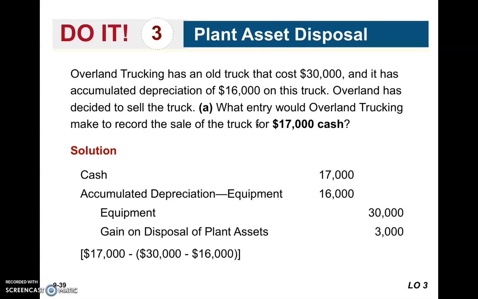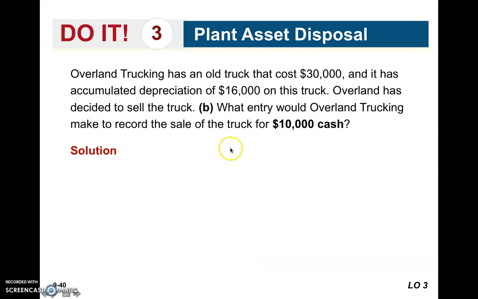We are assuming the accumulated depreciation is up to date. So first, we're going to debit cash that we received, $17,000. We're going to debit accumulated depreciation to get rid of it, which is $16,000. Now, we're going to get rid of the equipment cost, $30,000. Now, let's compare the cash we received, $17,000, versus the book value, which is cost minus accumulated depreciation. So in this case, $14,000 is the book value. The proceeds are larger than the book value by how much? By $3,000. That's a gain on disposal of the plant asset.